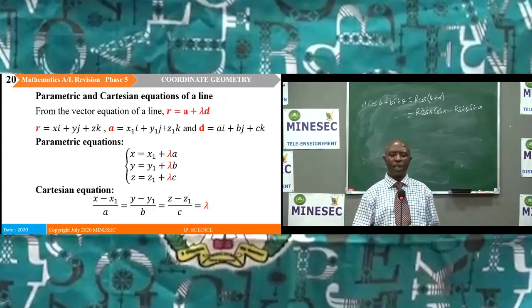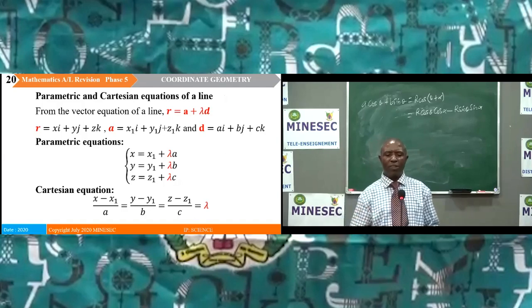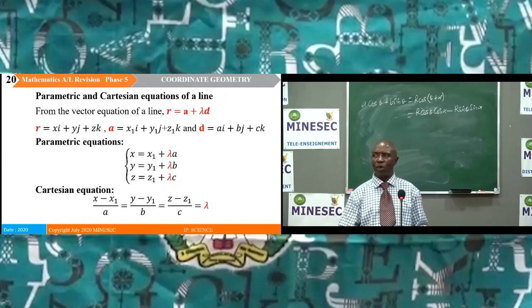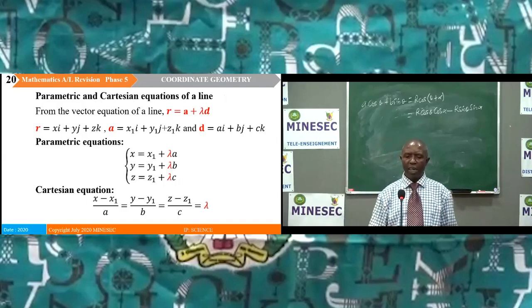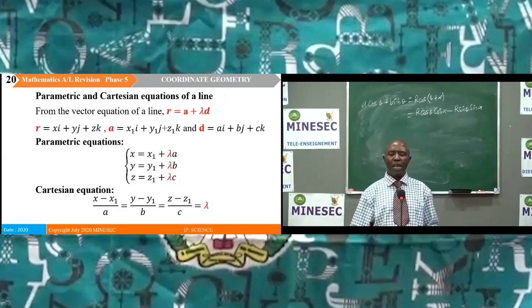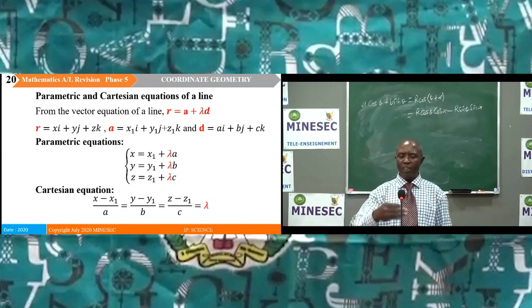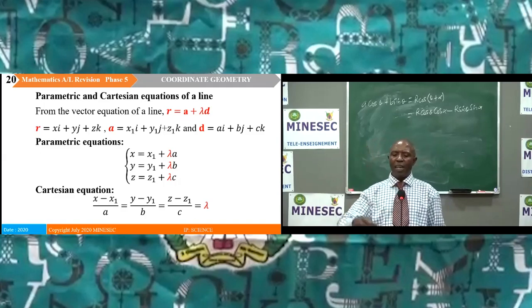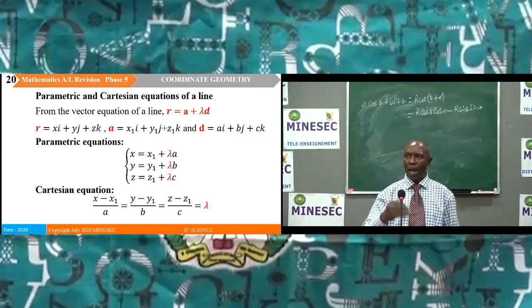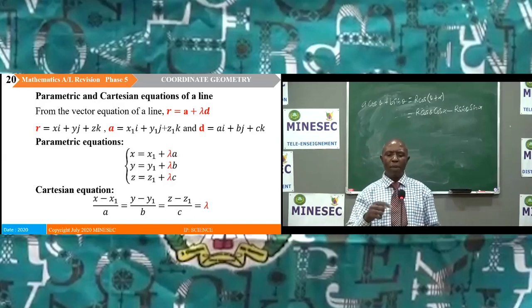Parametric and Cartesian equations of a line. From the vector equation of a line, r equal to a plus lambda multiplied by the direction vector, if r is a vector in space x, y, and z, then with a given as what you are seeing on your screen and the direction vector, to obtain the parametric equation, we will have what you see on your screen. You see that for x we have the x value of the position vector plus lambda times the i value in the direction vector, and it follows through for y and z. And the Cartesian equation now is, we simply take each of them and transpose them, making lambda the subject.